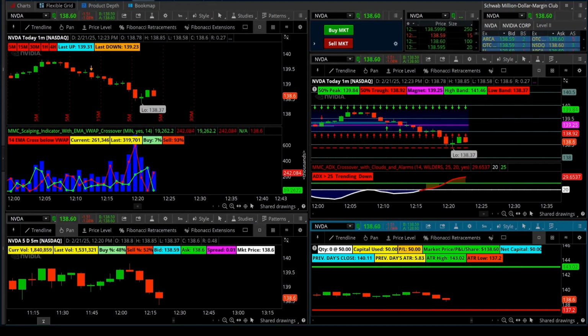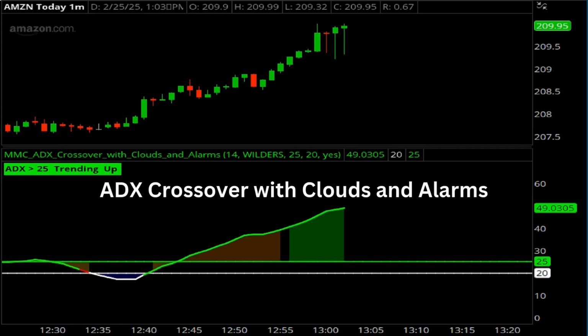Introducing the ADX Crossover with Clouds and Alarms Indicator, a powerful tool for identifying trend strength and confirming momentum with clarity and speed.